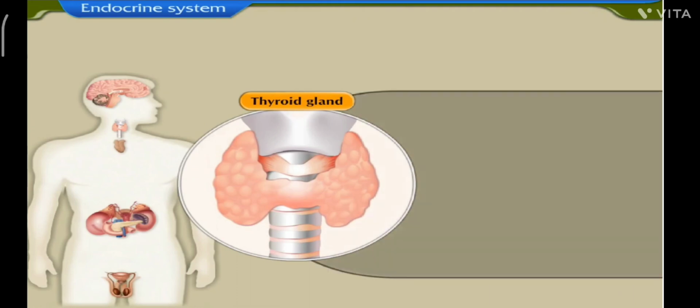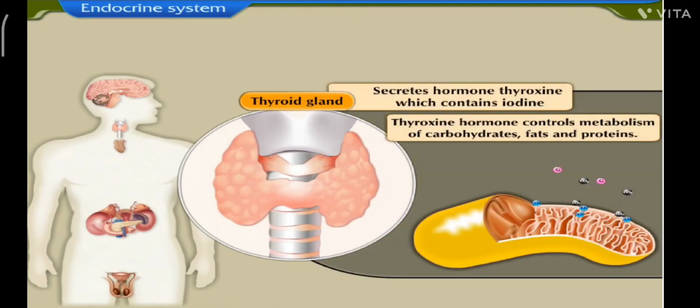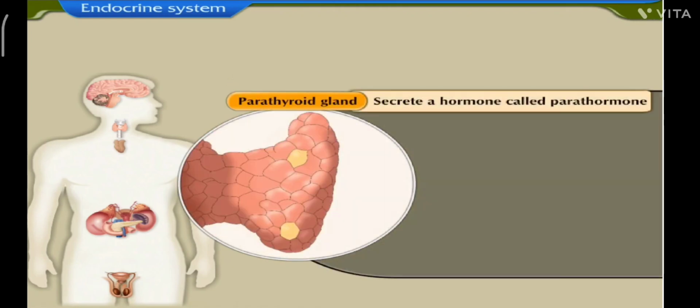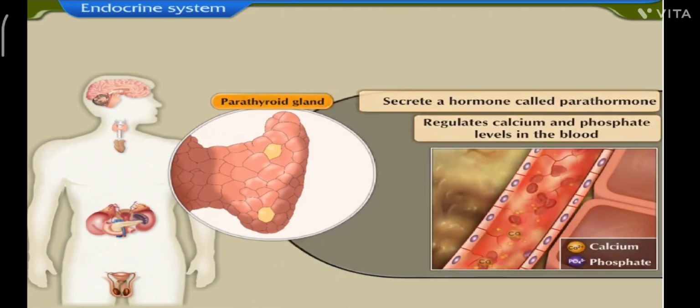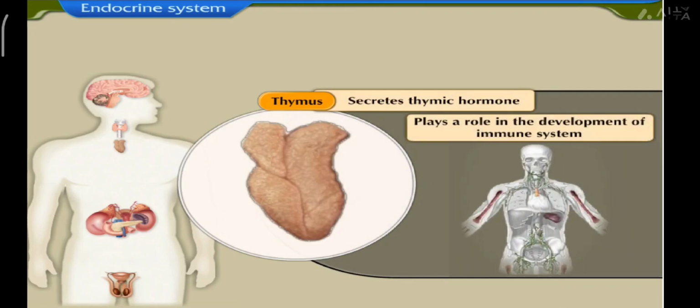Thyroid gland secretes hormone thyroxine, which contains iodine. This hormone controls metabolism of carbohydrates, fats, and proteins. Parathyroid glands secrete a hormone, parathormone, which regulates calcium and phosphate levels in the blood. Thymus gland secretes thymic hormones which play a role in the development of immune system.